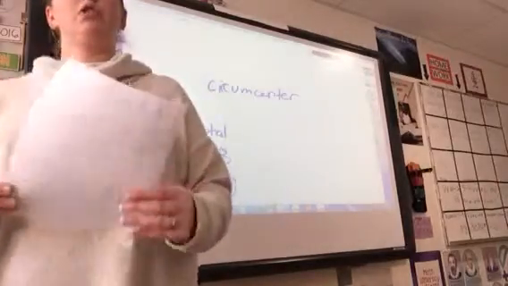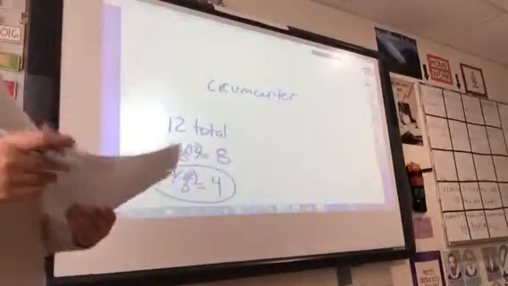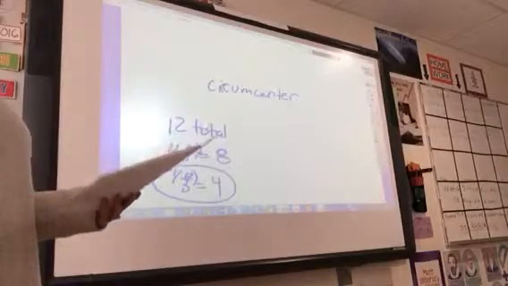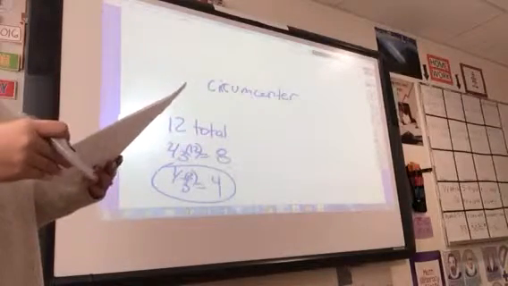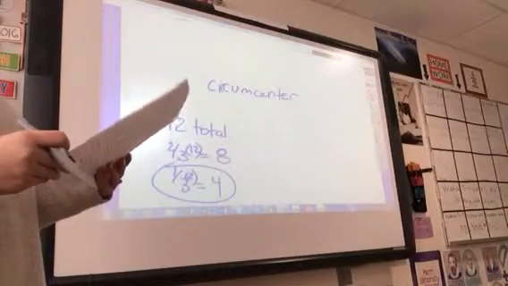And that's always the case when you're doing centroids: the 2/3 is the longer side and the 1/3 of the total is the smaller side.